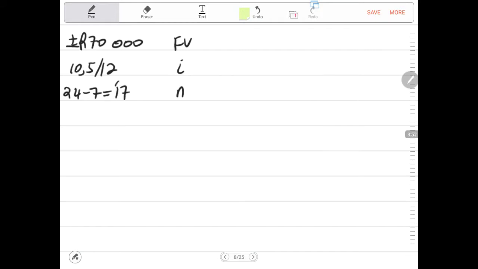And these 17 payments that will be made, at the end of the day, they have to give us the 70,000 rands after 24 months. So we say compute PMT. How much must be paid every month for 17 months in order for this couple to get to 70,000 rands at the end of 24 months and go on their holiday trip?